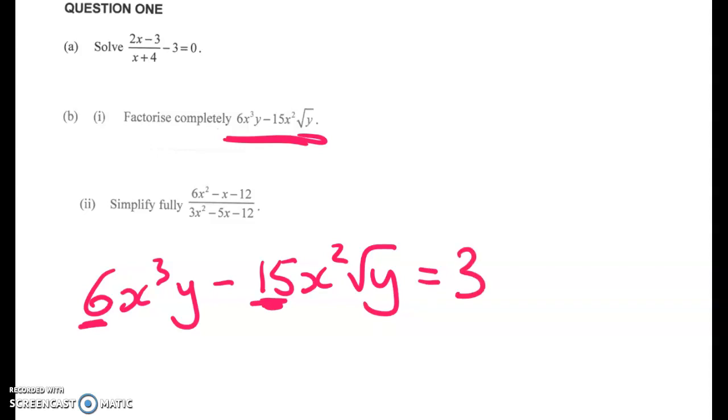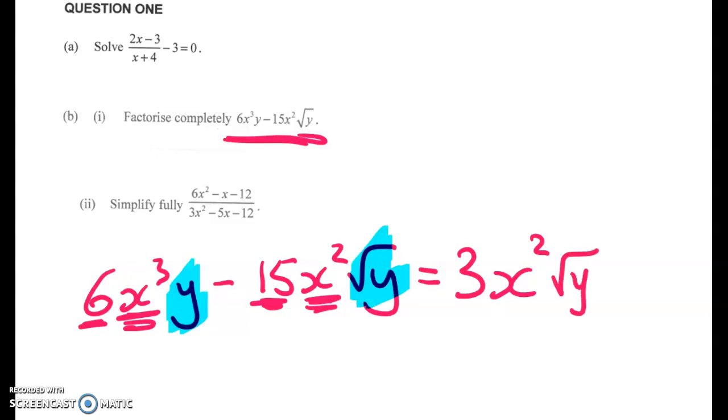So put down the 3. Now look at the x's. We've got x cubed and x squared. The highest common factor there is the x squared. Now look at the y. We've got y to the power of 1, and we've got the square root of y. So the highest common factor there is root y.